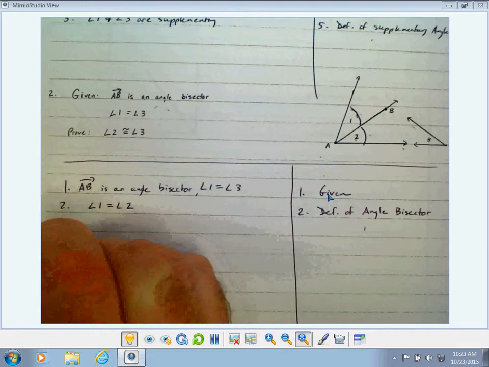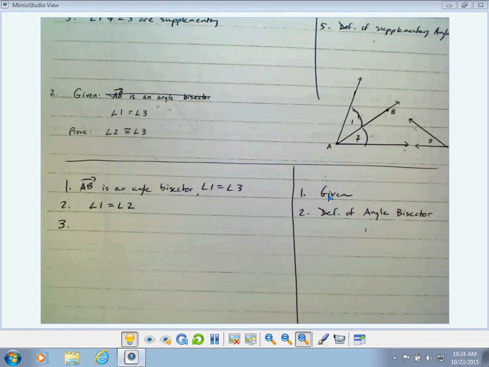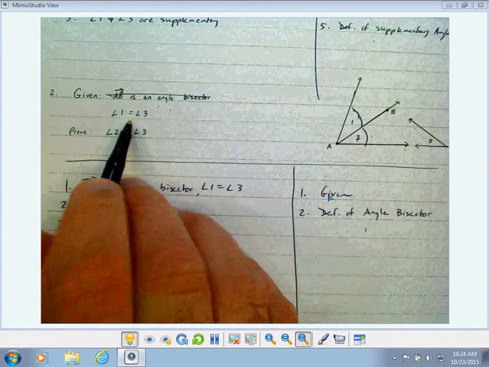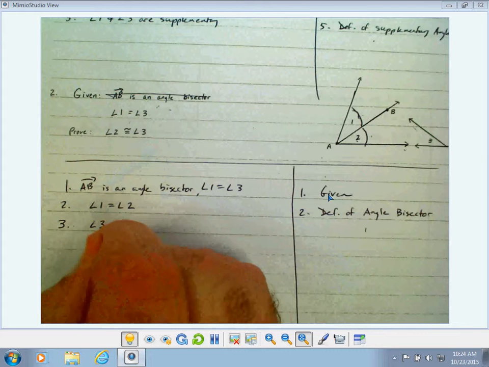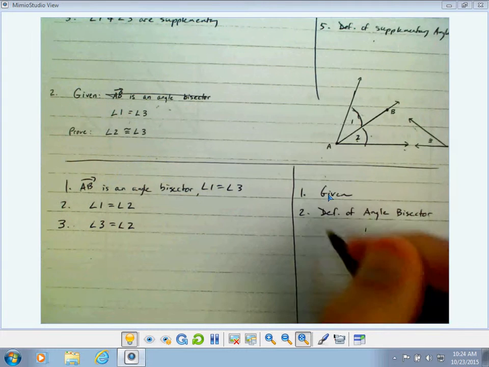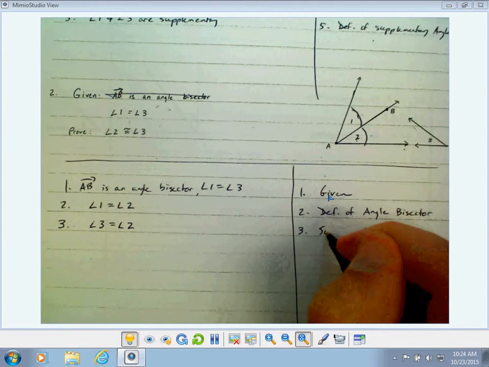So I go to number 3. Okay, so I used that part of the given. So I've got to use this. Take out 1 and put in 3. So I'll take out this 1 and put in a 3. That's substitution.